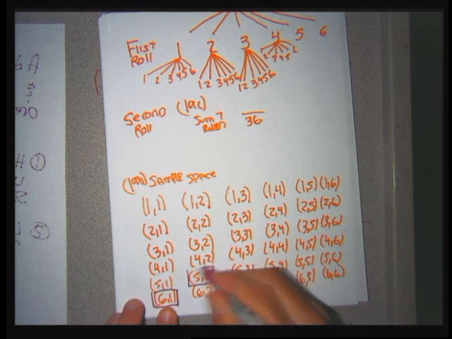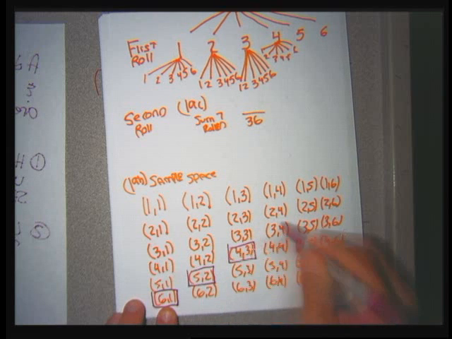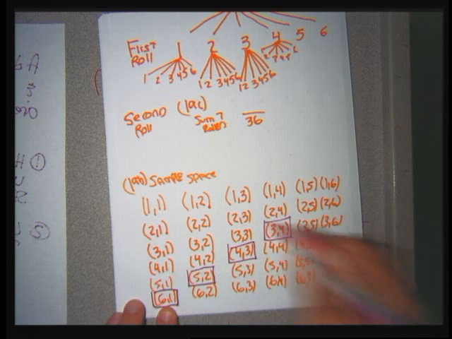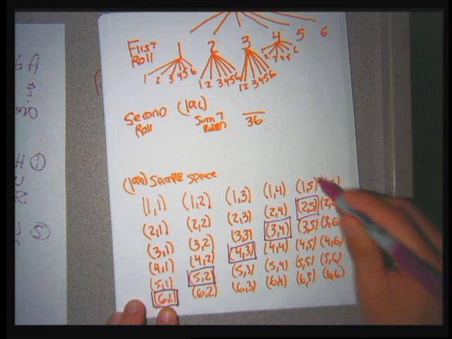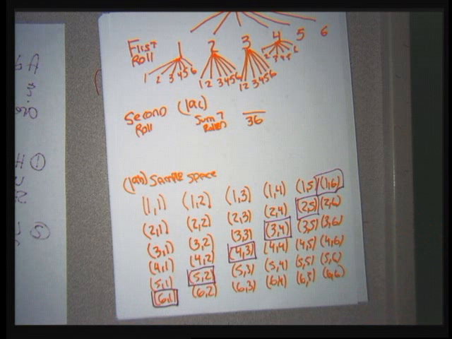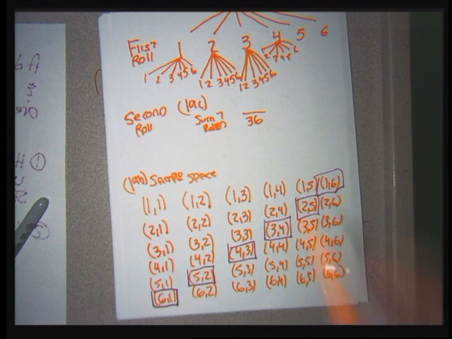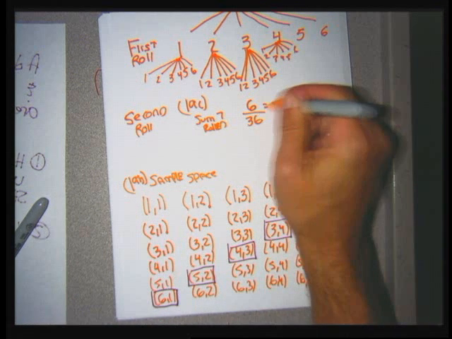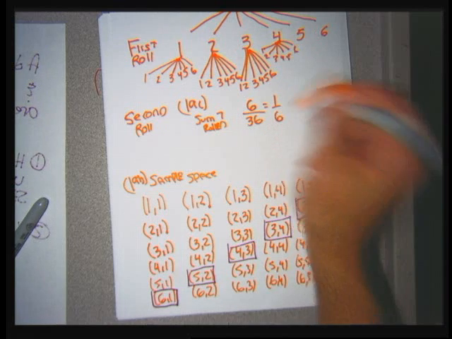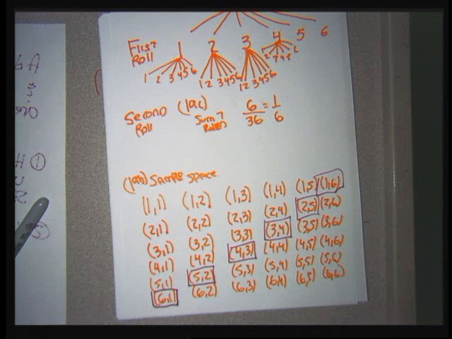Similarly, this 5 and this 2, this 4 and this 3, getting a 3 first and a 4 second, a 2 and a 5, and a 1 and a 6. Those are all the elements in the sample space that have a sum of 7. There's 6 elements in the sample space of the 36. So the probability of getting a sum of 7 is 1 in 6.